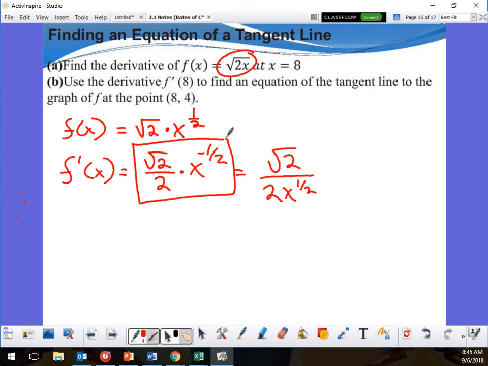Listen, we could do the whole math on this to show you that it works. It works every time.